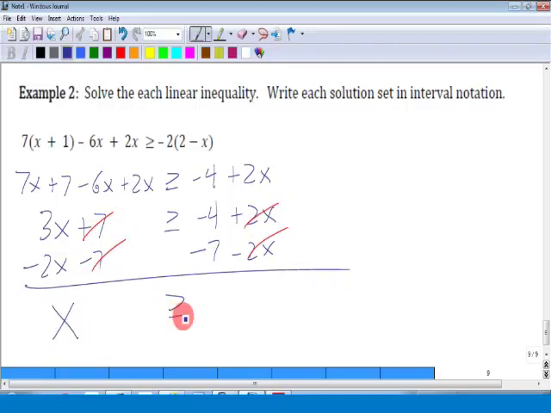Subtract 2x from both sides, subtract 7 from both sides, and what happened? X is greater than or equal to negative 11. Is that really what happened? That's really what happened. No occasion to multiply or divide both sides by anything, because we came up with the x on the left-hand side.